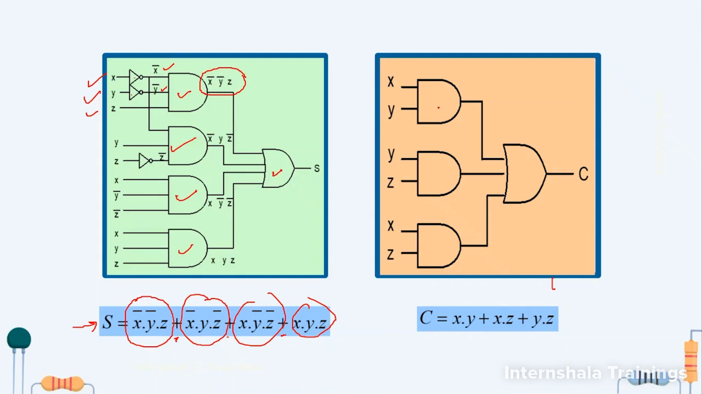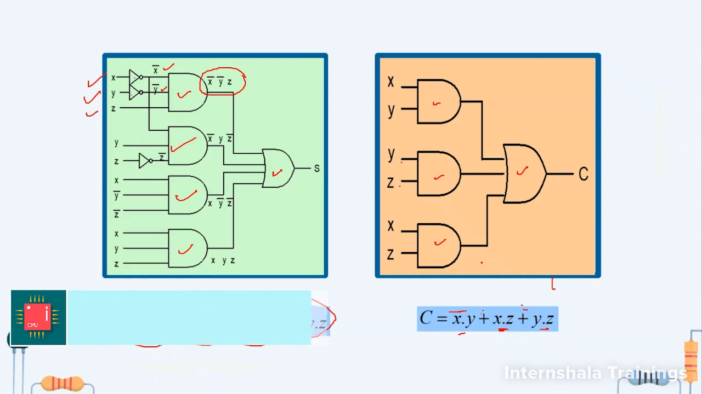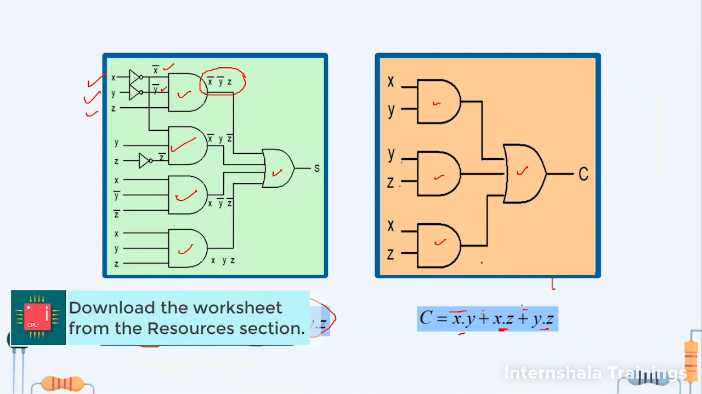Another example is here. X dot y is an AND gate, y dot z is an AND gate, and x dot z is another AND gate, and in between the three product terms there is a sum, that means an OR gate of 3. We are going to share one more worksheet with you where you will have more examples related to converting Boolean expressions into logic diagrams.